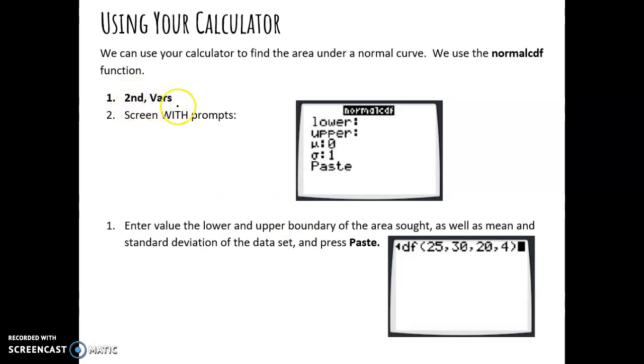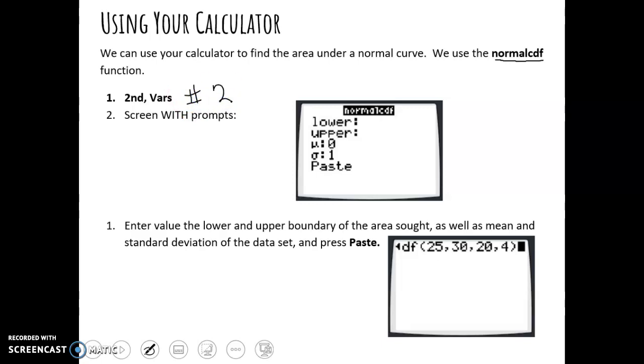Second vars. Well, you have hit this before, and you looked for binom PDF and binom CDF back when we talked about binomial probability distributions. So we're going to go to the same place, second vars, and we're going to choose number 2, which is normal CDF. You will notice that there is a normal PDF, but we will not be using normal PDF. We're only using normal CDF. So you're going to hit second vars number 2.